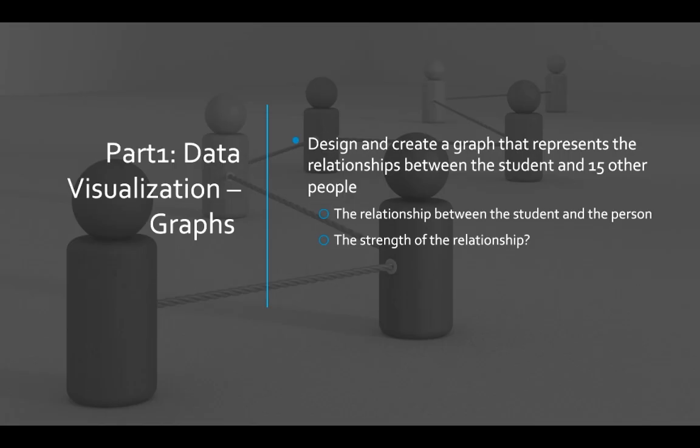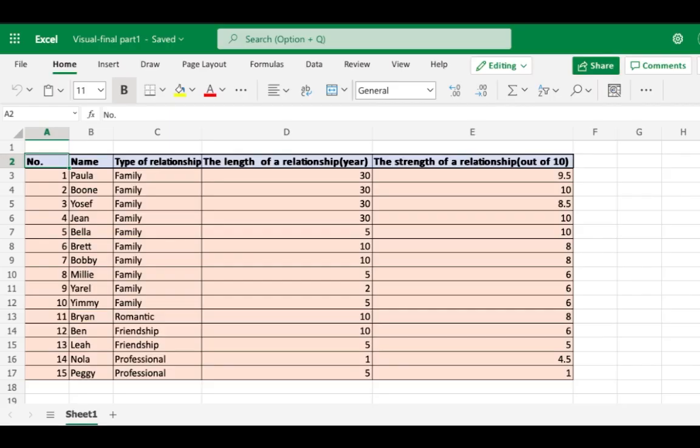Here, in the first part, we have to design and create a graph that represents the relationship between the student and 15 other people. They also have to show the strength of the relationship. In Excel, I created the data for the graph. I just made up everything over here. There are 15 people that I have a relationship with.